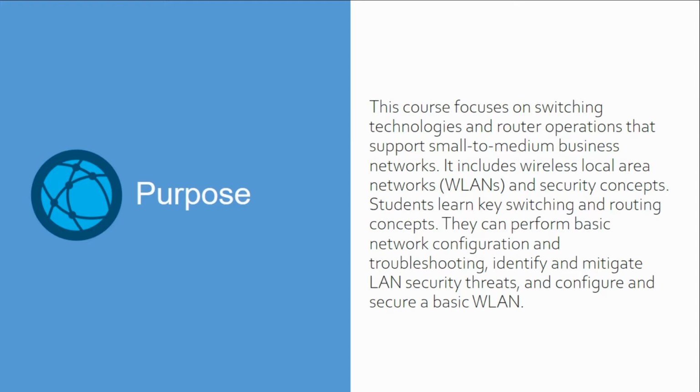So this module focuses on three things. Number one is the switching technology. Number two is all about routers. Number three, it's about wireless local area networks. Here you will learn how to do the configurations on those devices, and you will troubleshoot, identify, and mitigate LAN security threats. You will learn how to configure and implement security features in a basic wireless local area network setup.